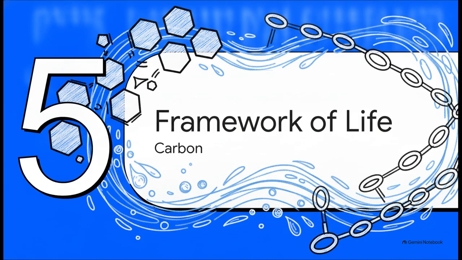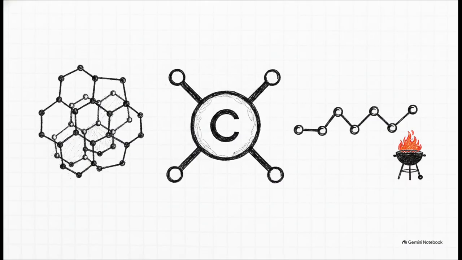Section 5. Carbon, the framework of life. Now, with our environment perfectly balanced, we finally arrive at the ultimate framing material for life, carbon. If water is the environment, carbon is the architecture. It's uniquely versatile. Remember those electron shells we talked about? Well, carbon has exactly 4 electrons in its outer shell, meaning it can form up to 4 strong covalent bonds with other atoms. It acts just like a universal connector piece.